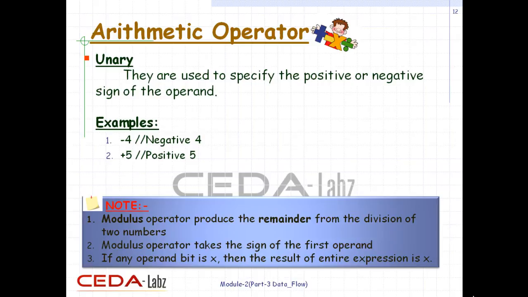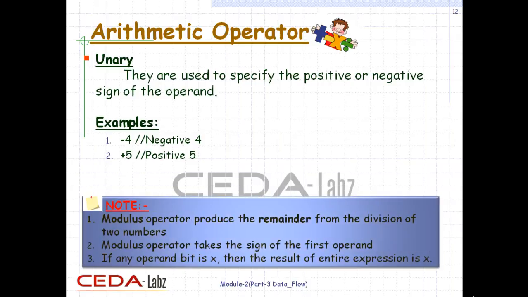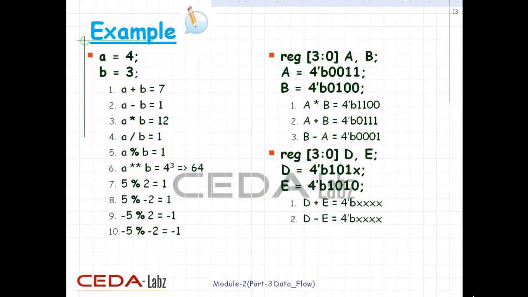Modulus operator produces the remainder from the division of two numbers. If any operand bit has a value x, then the result of the entire expression is x. This seems intuitive because if an operand value is not known precisely, the result should be unknown. Binary operators require two operands. Here are some examples showing use of arithmetic operators.